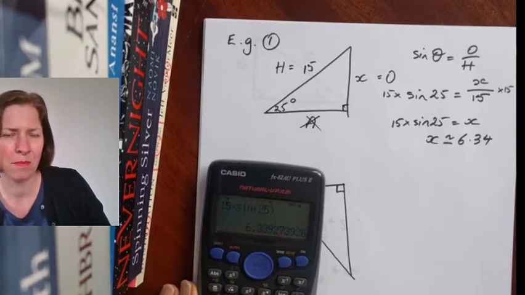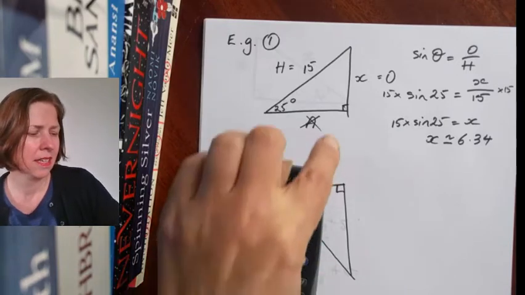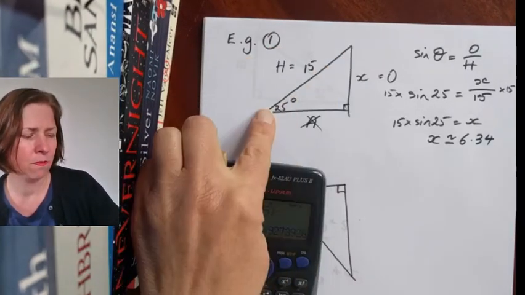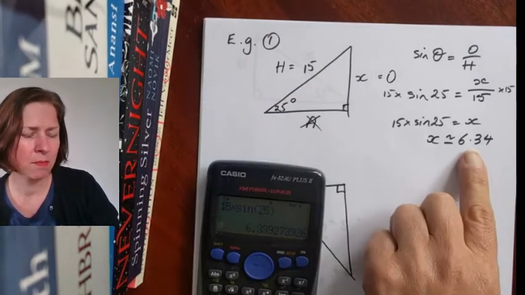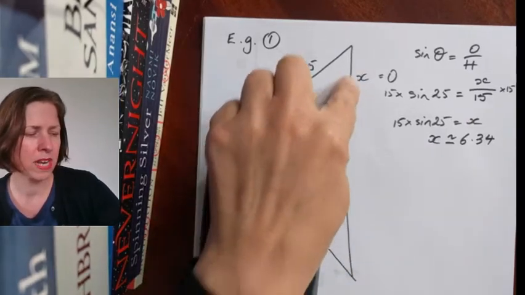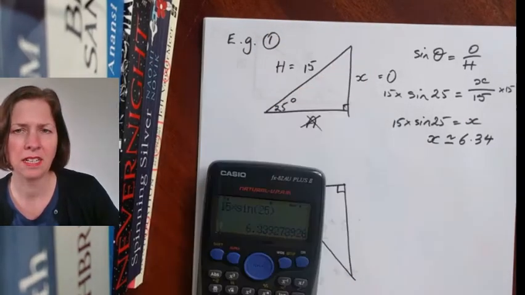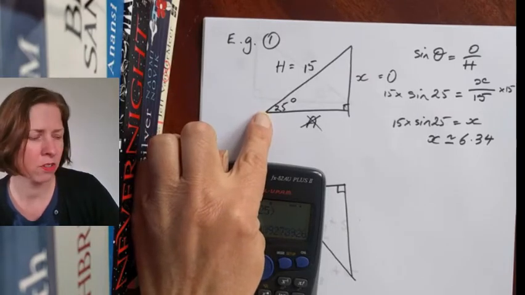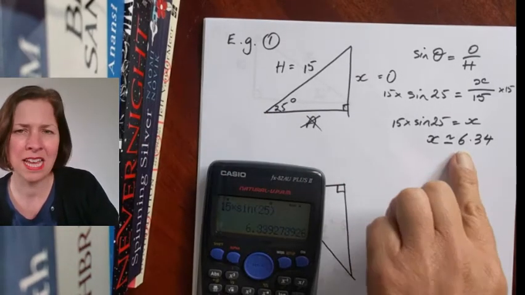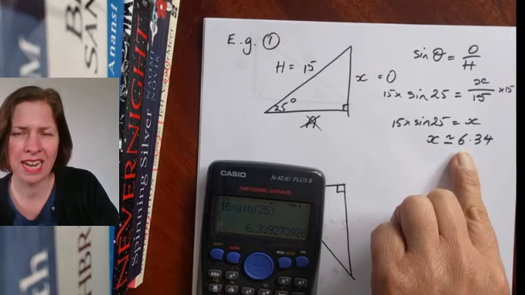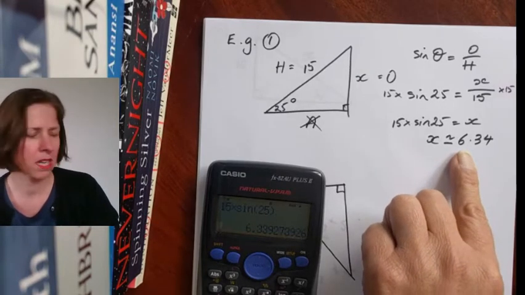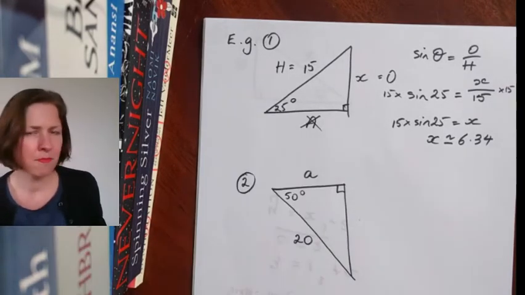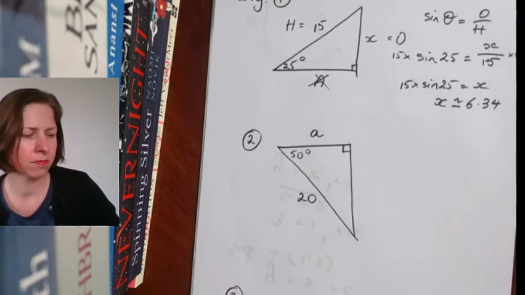Does that seem to make sense? If my hypotenuse is 15, 6.34 does seem a reasonable length for this side here. This diagram is not to scale. In fact, this looks like more than 25 degrees, but at least I know it's less than the hypotenuse, okay? And it's not an extremely different number. So that looks good to me. Let's do our second example.